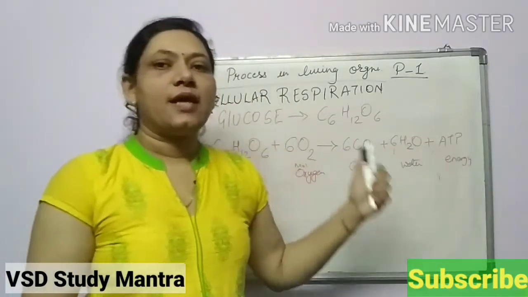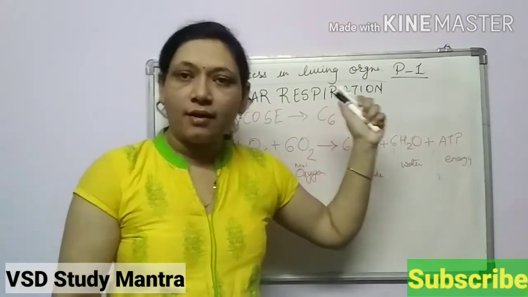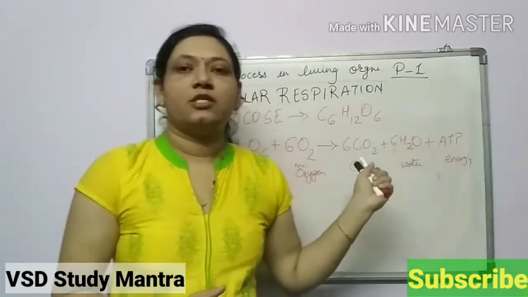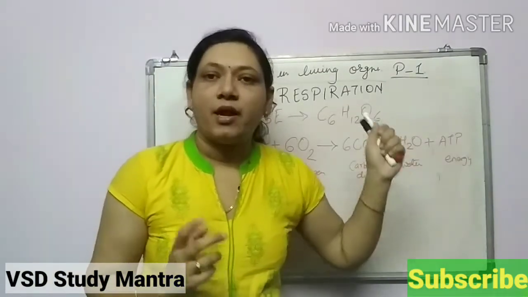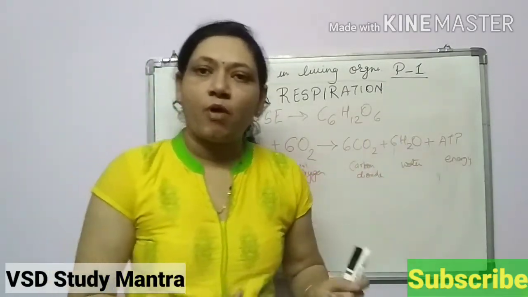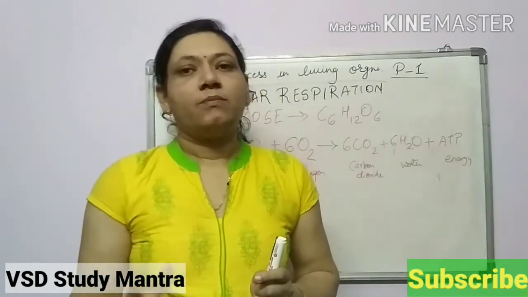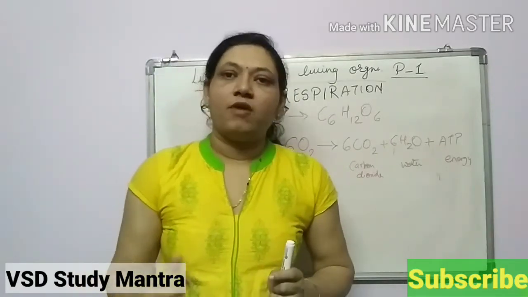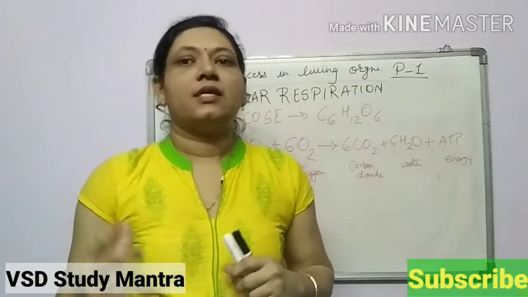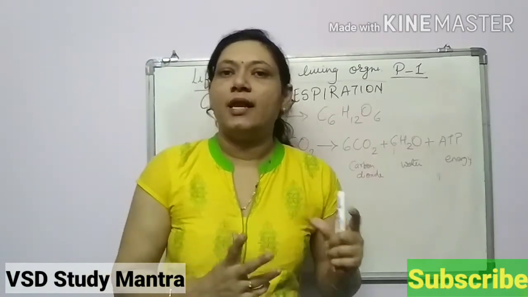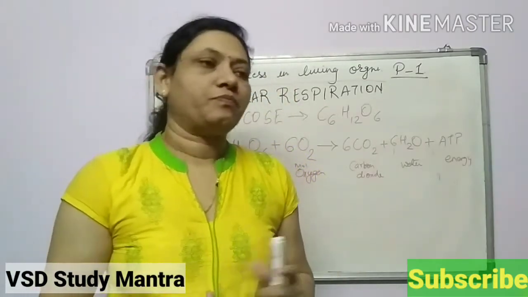Okay students, understood this cellular respiration? This process is called cellular respiration. It occurs in mitochondria. It is very, very important. It can be asked in multiple choice questions. Where does this cellular respiration occur? It occurs in the mitochondria of a living cell.